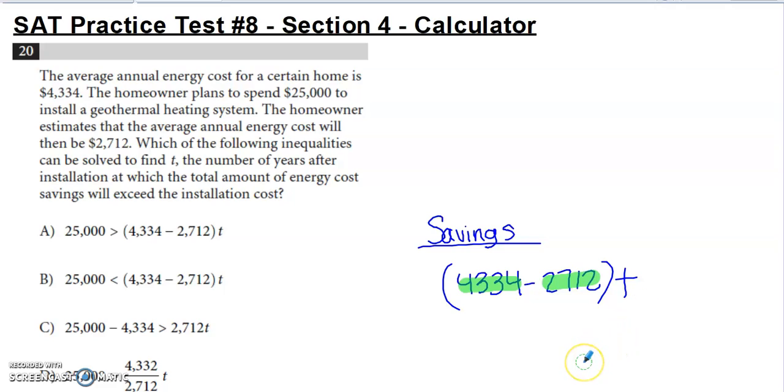Well, I'm going to want to know when the total amount of savings is going to be above the cost of installing the system. If you look at option A, $25,000 is greater than the expression we've looked at for the last few seconds that involves savings. But look at option B, $25,000 is less than the amount of savings. And that would mean that the amount of savings has now exceeded the cost of installation, and we are going to have a conclusion of option B.